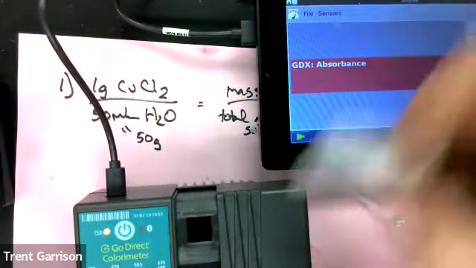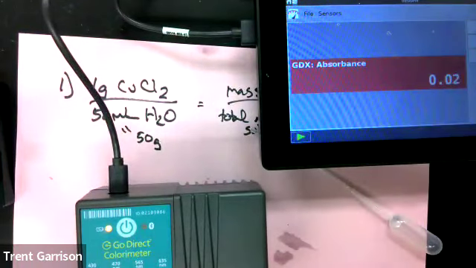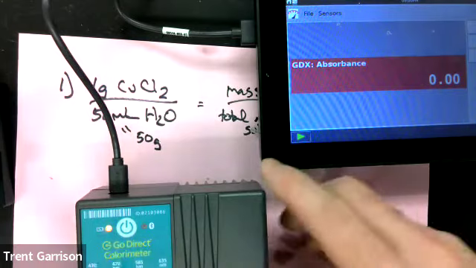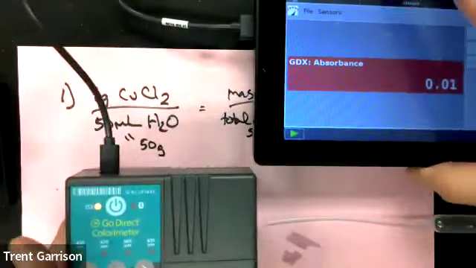So here is my blank that I'm putting in. And what you should notice is the absorbance is at 0. And notice that my value over here, I'm on the farthest side at 430 measuring the blue stuff, because that's basically what we have with this solution.